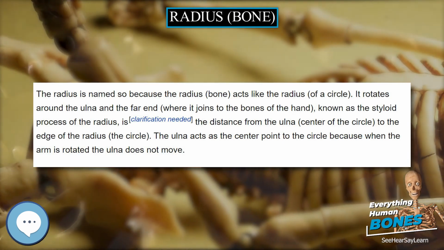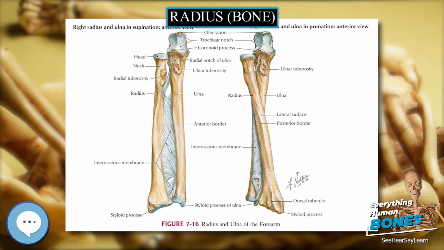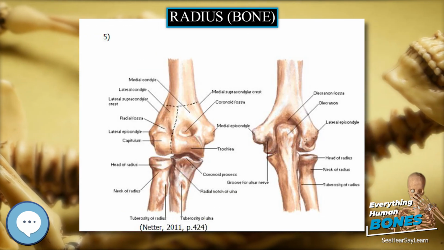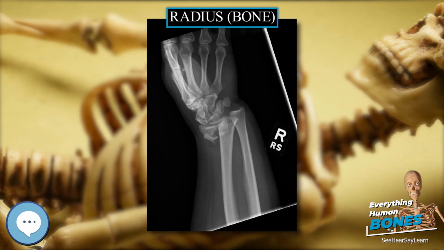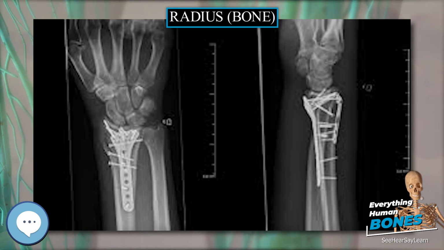It rotates around the ulna and the far end, where it joins to the bones of the hand, known as the styloid process of the radius, is the distance from the ulna, center of the circle, to the edge of the radius, the circle. The ulna acts as the center point of the circle because when the arm is rotated the ulna does not move.